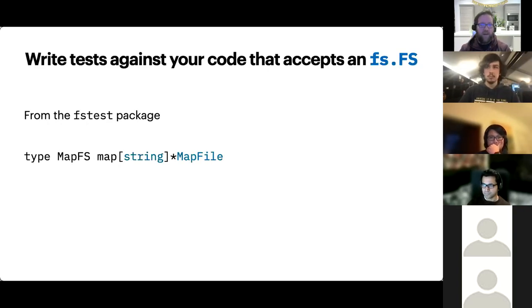And what the standard library also gives us is this new package called fstest, which is kind of synonymous with httptest. It allows us to write tests against our code that uses the FS interface. In this case, to mock out a file system for our unit tests, all we have to do is construct a map. And it's just a map of string, which is the file path, to a thing called a MapFile, which just represents a file in memory.